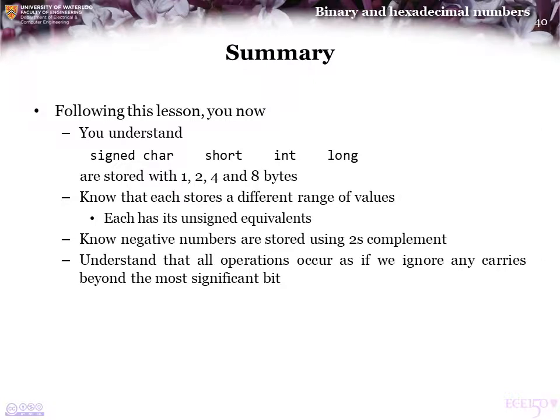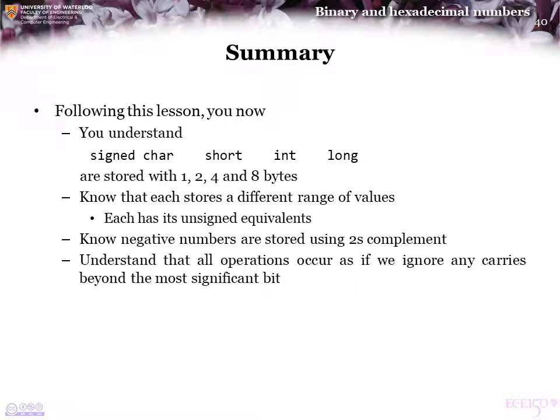Now, following this lesson, you understand that there are many different types that store integers, including signed char, short, int, and long if you're on a Microsoft compiler. These are stored with normally 1, 2, 4, and 8 bytes respectively. You know that therefore each of these types will store a different range of values, and each of these also has its equivalent unsigned representation, which stores only positive numbers.